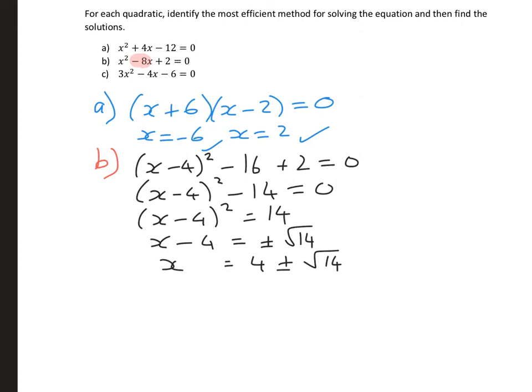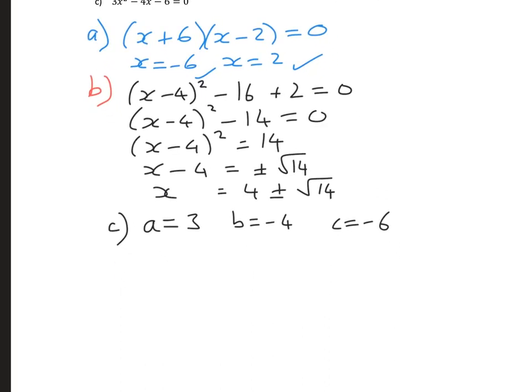For C, that doesn't factorize. I can't complete the square. Well, I can, sorry, but I don't want to because I'm going to get lots of fractions. So instead, what I would just do for that one is just use the formula. So a is 3, b is minus 4, c is minus 6, and the formula is x equals minus b plus or minus square root b squared minus 4ac, over 2a.